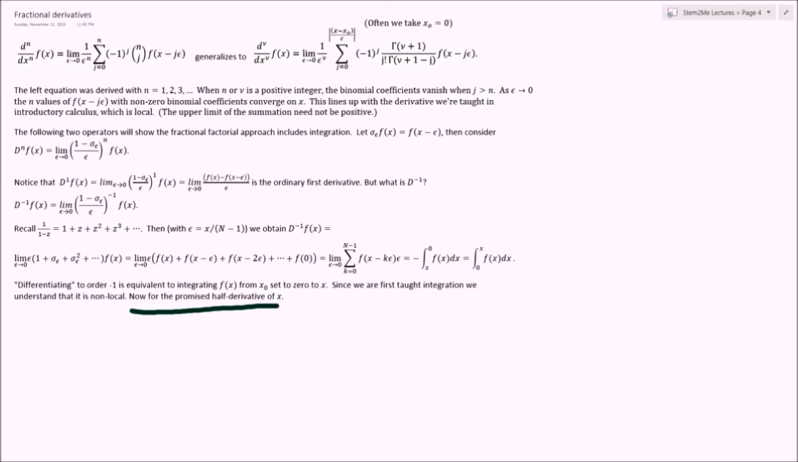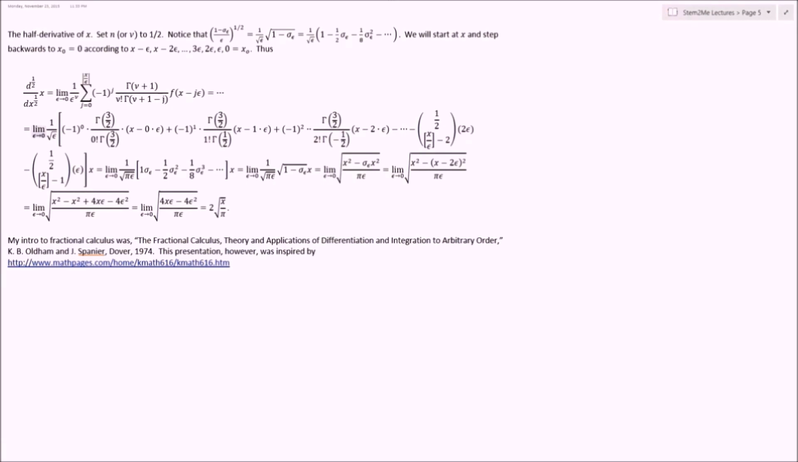So let's get to that promised half derivative of x. For taking the half derivative of x, we're going to set mu to 1/2 right there. Rewriting it this way, we get that. Expanding it in a series, we get that. We're going to set x naught to be 0. And we're going to differentiate by starting at x and then shifting over by 1 epsilon, by 2 epsilon, until we continue to do this so that we arrive at 3 epsilon away from 0, 2 epsilon away from 0, 1 epsilon away from 0, and finally 0.